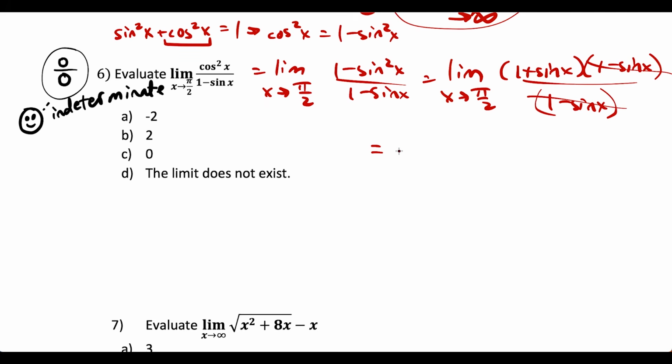So now when we plug in, we're going to have 1 plus sine, and now we plug in pi over 2. Sine of pi over 2 is 1, and 1 plus 1 is equal to 2. So our answer choice here is going to be choice B.